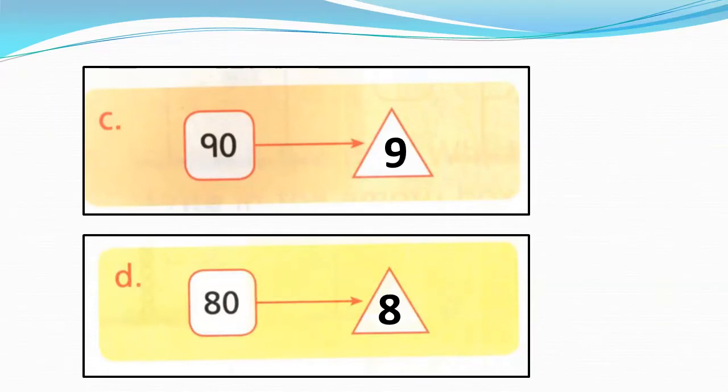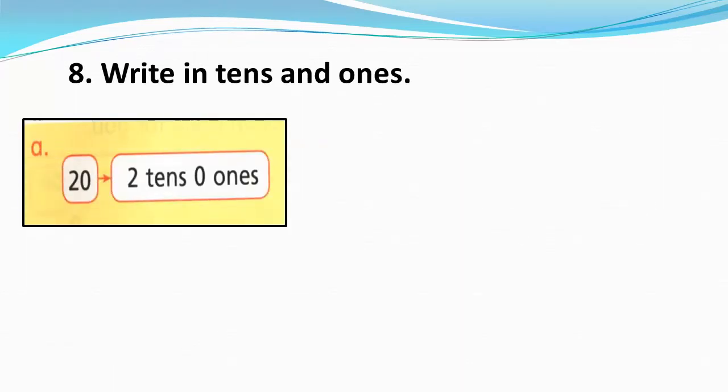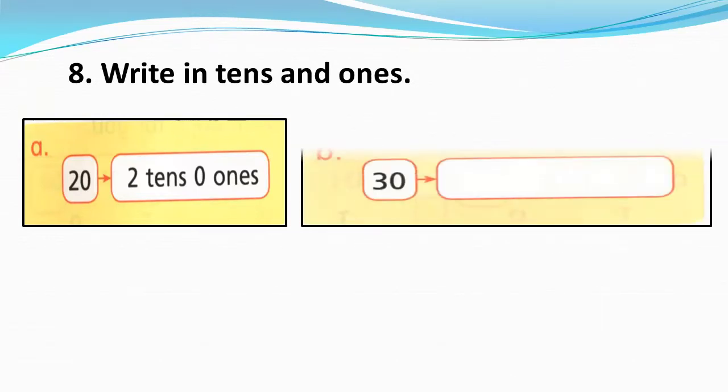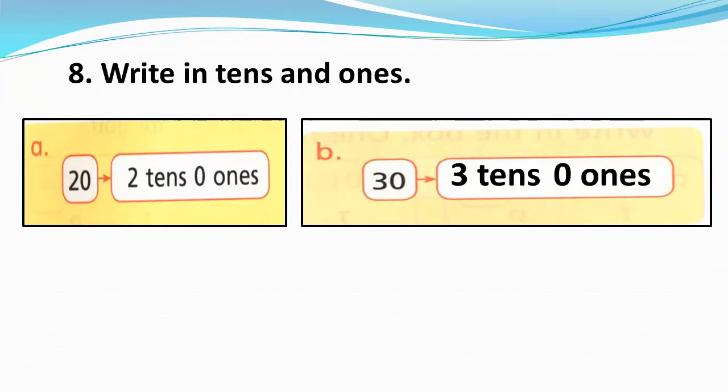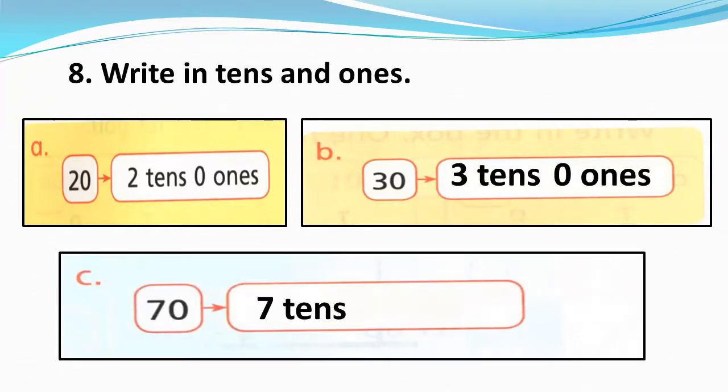Now here is another question, which is write in tens and ones. One has been done for you. Here is number 20. How many tens and ones are there in number 20? Yes, there are 2 tens and 0 ones. Here is number 30. 30 has 3 tens, 0 ones. Now in number 70, there are 7 tens and 0 ones.